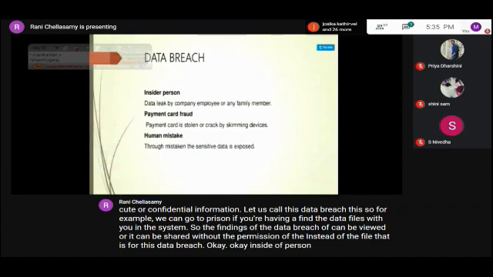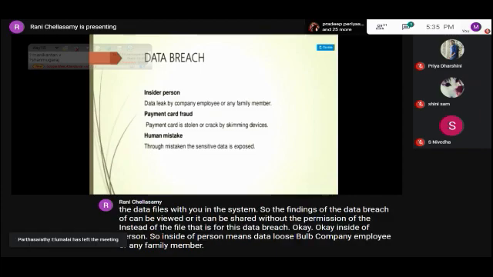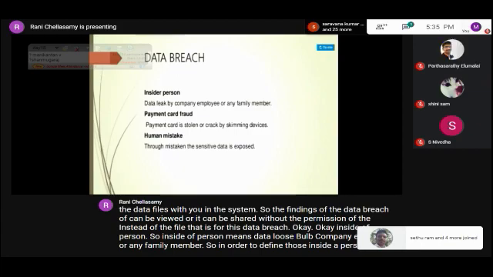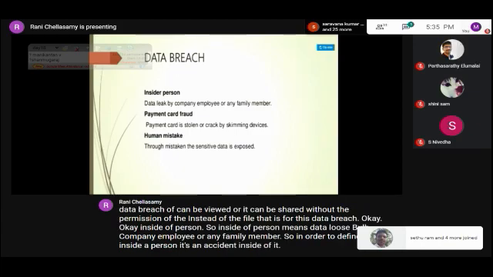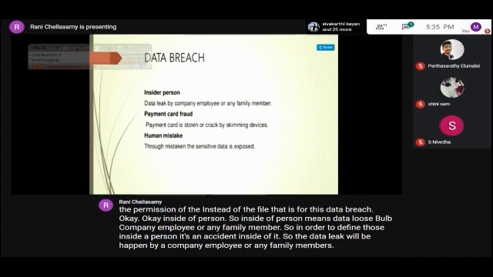Insider person. Insider person means data leaked by a company employee or any family member. To define this insider person, it's an accidental insider. Okay. So the data leak may have happened by a company employee or any family members.